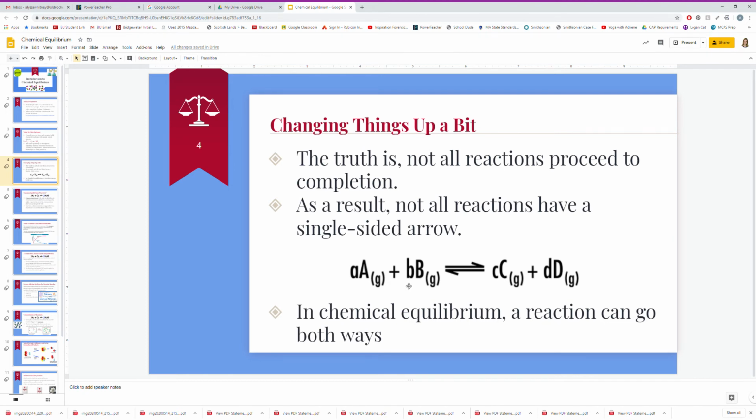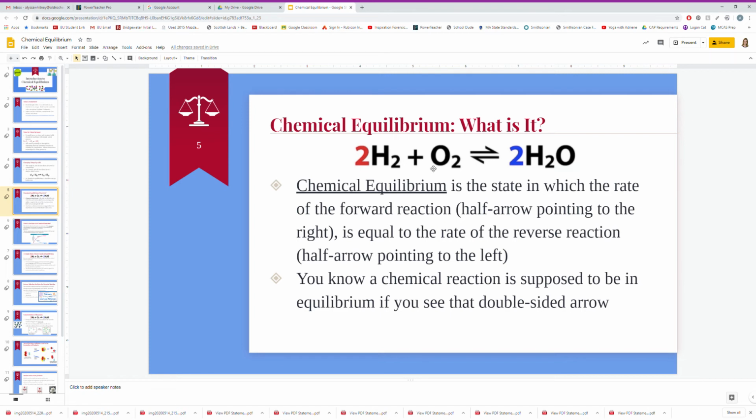And there is a special rule when you're in equilibrium, which is that when you are in set equilibrium, the rate of the forward reaction, so the time it takes for these guys to become this product, is equal to the rate of the reverse reaction, the time it takes this product to become these reactants. And you know that you're looking, again, at an equilibrium expression when you see this double arrow.